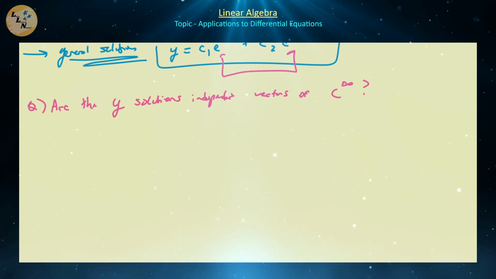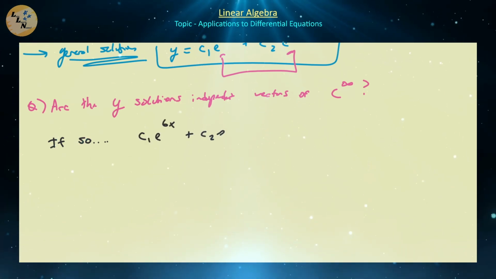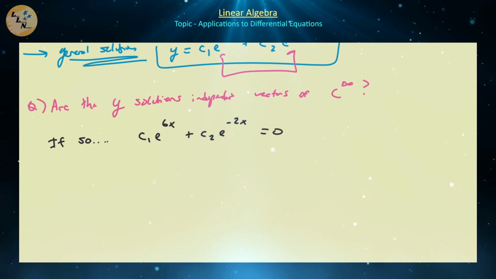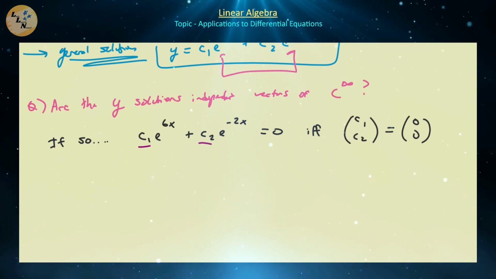So how do we prove that these vectors e to the minus 2x and e to the 6x are indeed independent? If they are independent, then c1 e to the 6x plus c2 e to the minus 2x is equal to 0 if and only if c1 and c2 are both equal to 0. So we're trying to figure out, is it possible that we can find different constants, c1 and c2, that are both non-zero such that this actually equates to 0 for all powers of x?